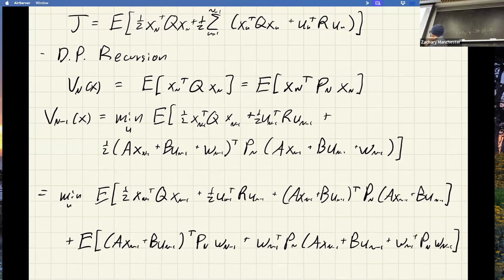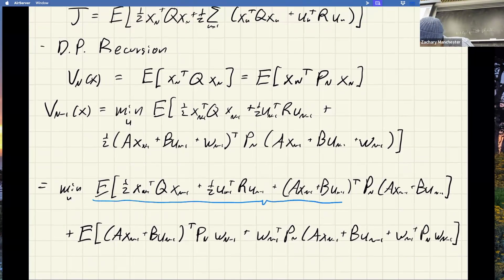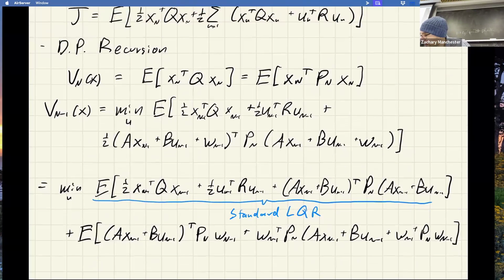So this is just this with stuff spread around a little bit. The key takeaway is the first line, just the standard LQR stuff. Let's write that down. And then the second line. And now we're going to play some games.